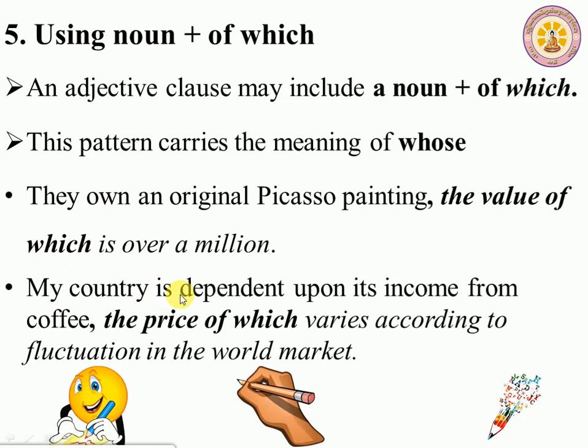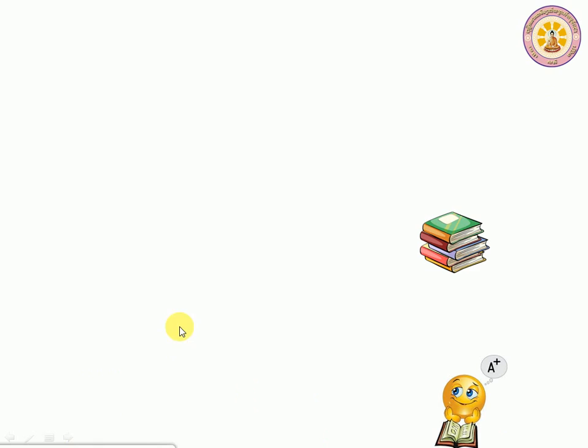One of my country's economies is dependent upon its income from coffee, the price of which varies according to fluctuations in the world market. So the price of which here carries the meaning of whose, whose price. The price of which, we can say whose price, the same.